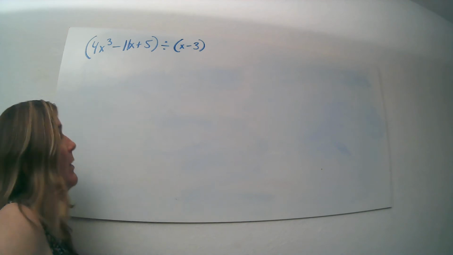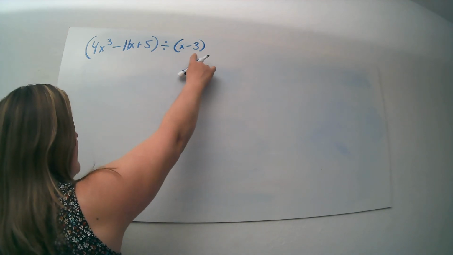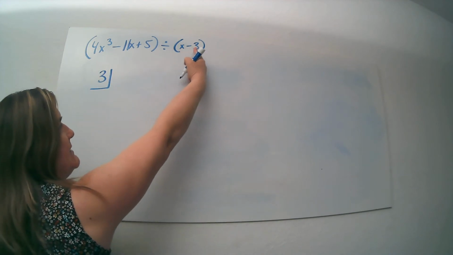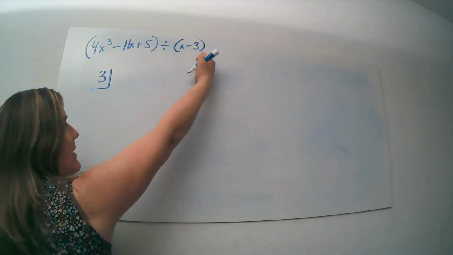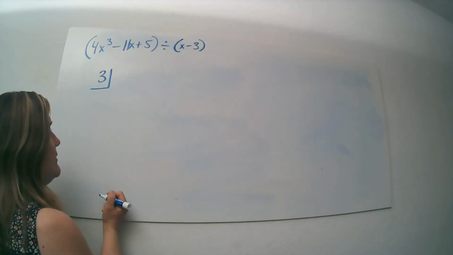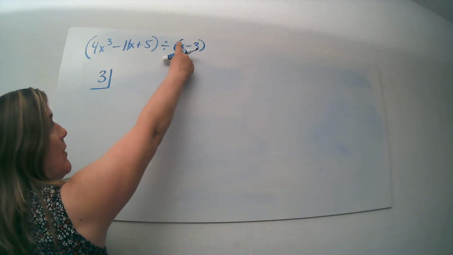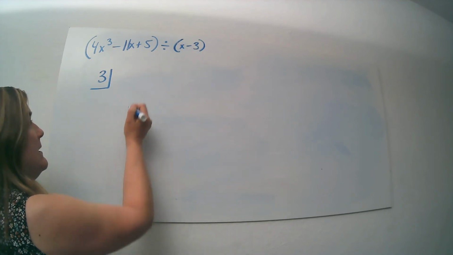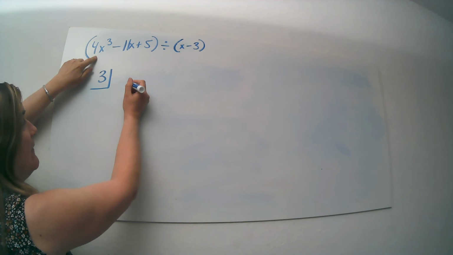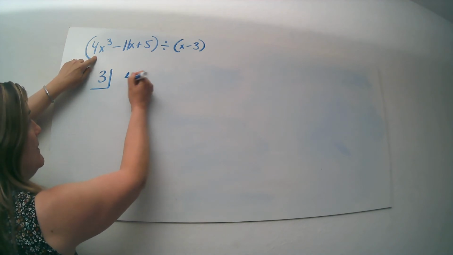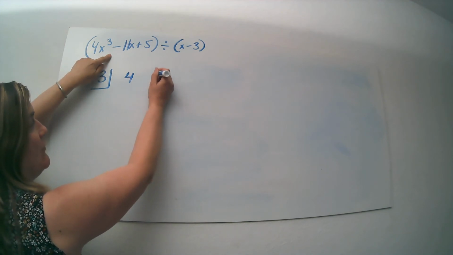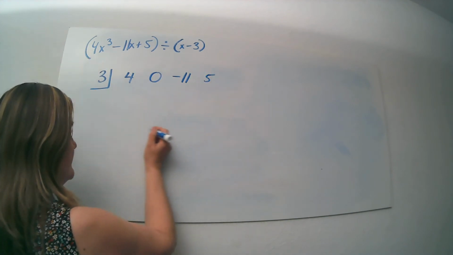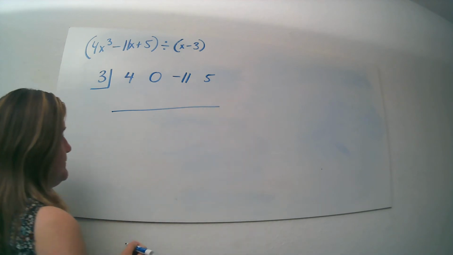So our divisor is right here. So our 3 goes into the box. Remember, it's the opposite of this number right here, or the number that makes that polynomial equal to 0. Remember, the requirement is that it be first degree and the coefficient is 1. Now I write the coefficients of my dividend. They are 4. Notice there's no x squared term, so I need a 0, -11, and 5. And I draw my line.